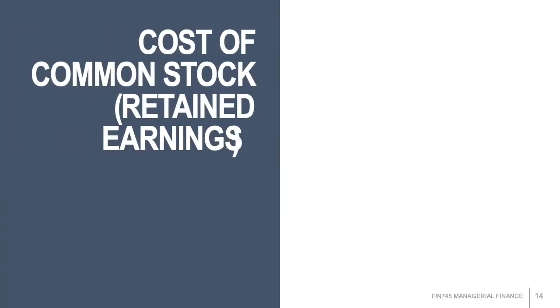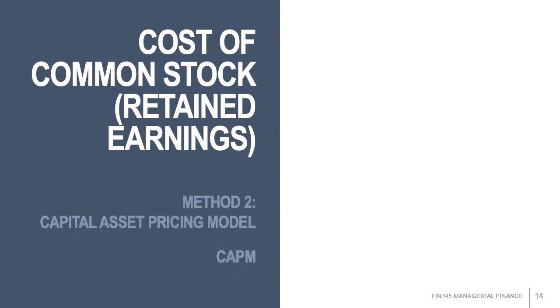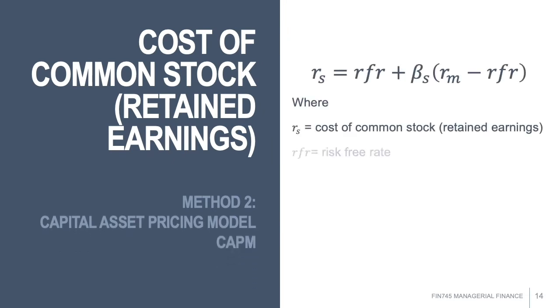The second method to calculate the cost of stock for retained earning is by using the capital asset pricing model, CAPM. So the formula for CAPM is Rs, the cost of common stock retained earning, is equal to RFR, the risk-free rate, plus beta S, the beta of the company, times RM, the return of market, minus RFR, which is the risk-free rate.